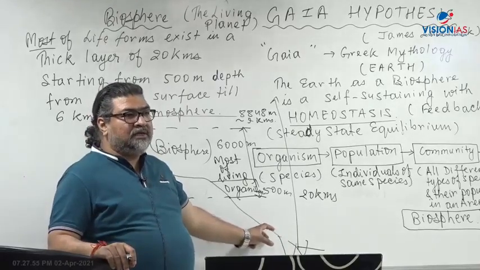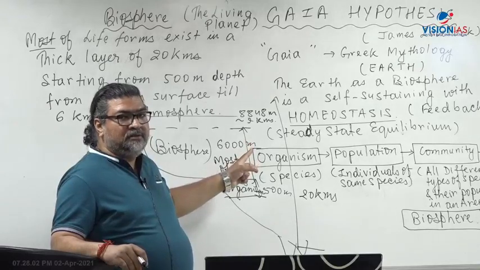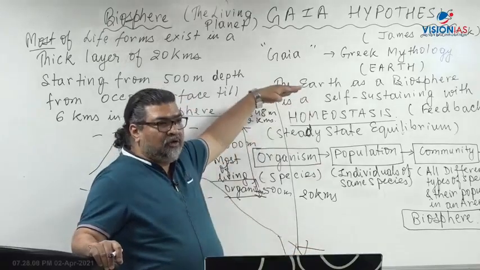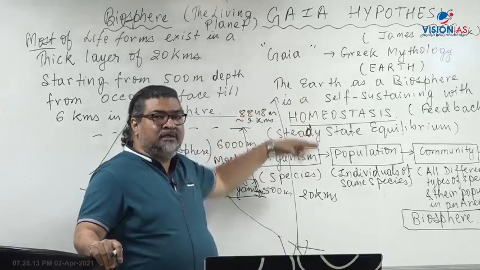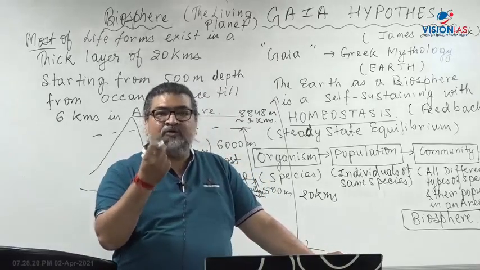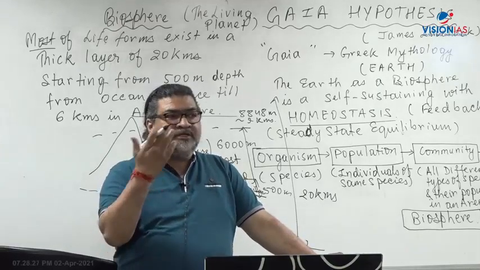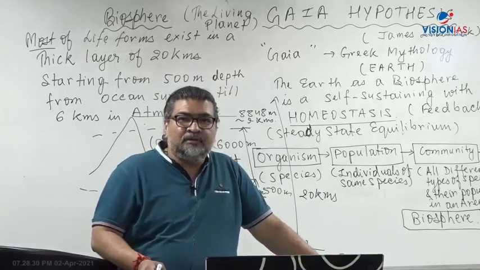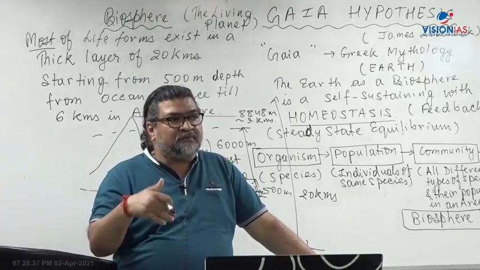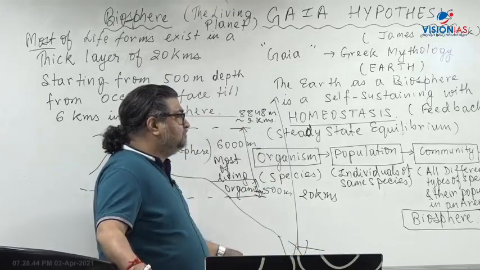Many of you had the doubt that I referred here to 500 meters depth and 6,000 meters above the mean sea level, but then I have written 20 kilometers. If you come from the deepest part of the ocean and go up to 9 kilometers, in that part of the troposphere life forms are there, even bacteria. We cannot see bacteria with naked eyes, but bacteria are part of the living world. Hot springs, hot sulfur springs, even the ice, Antarctic snow and ice, even the deepest part, bacteria have been found there by scientists. So that is where the 20 kilometers comes from.